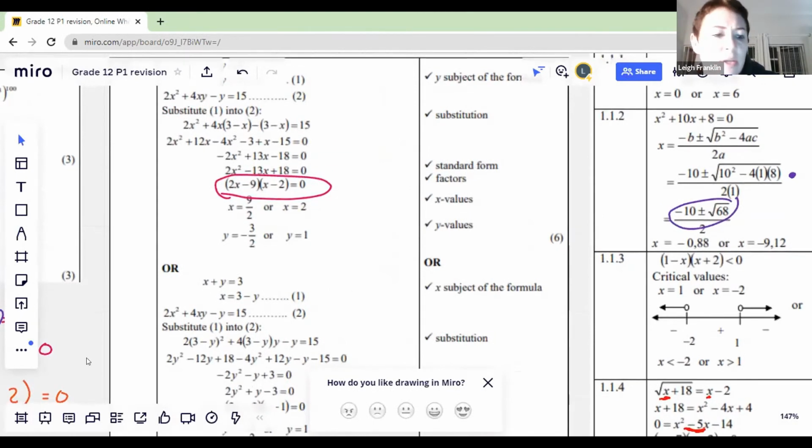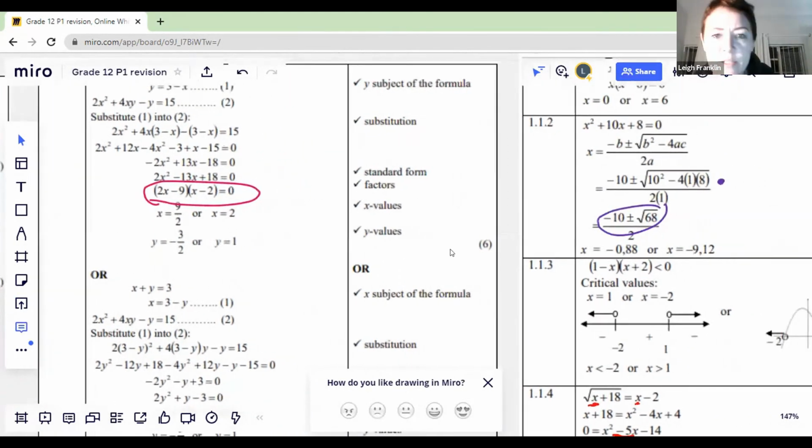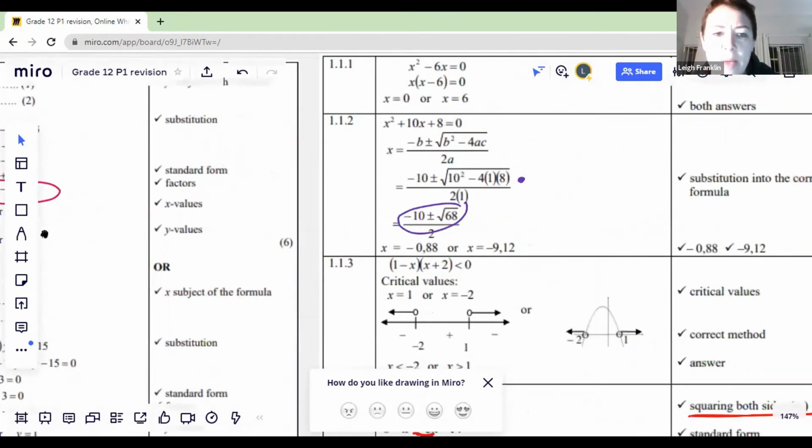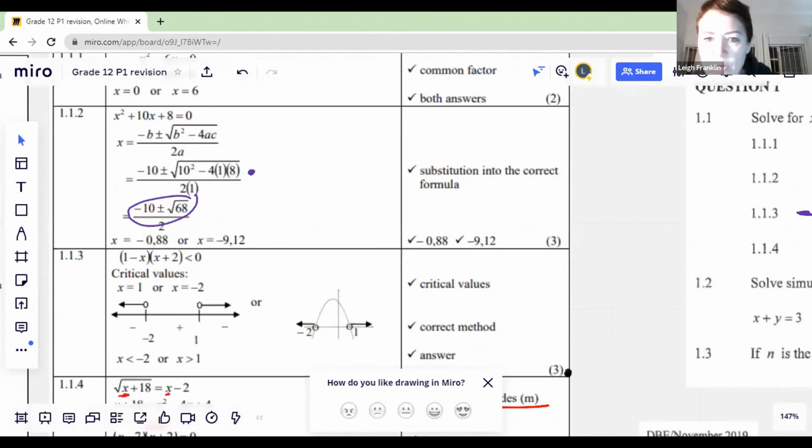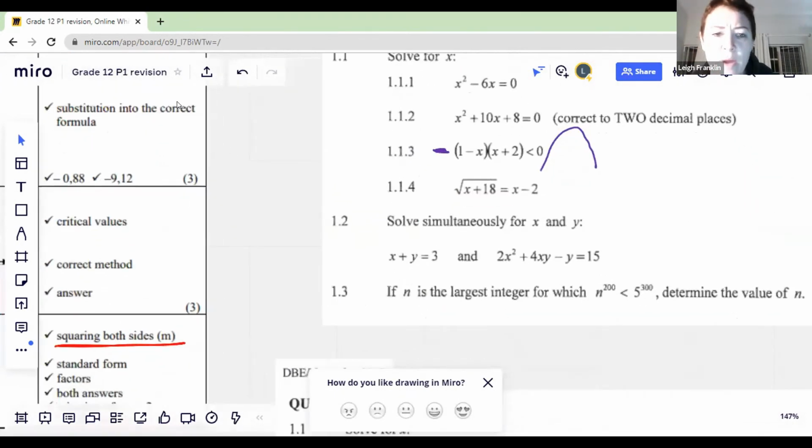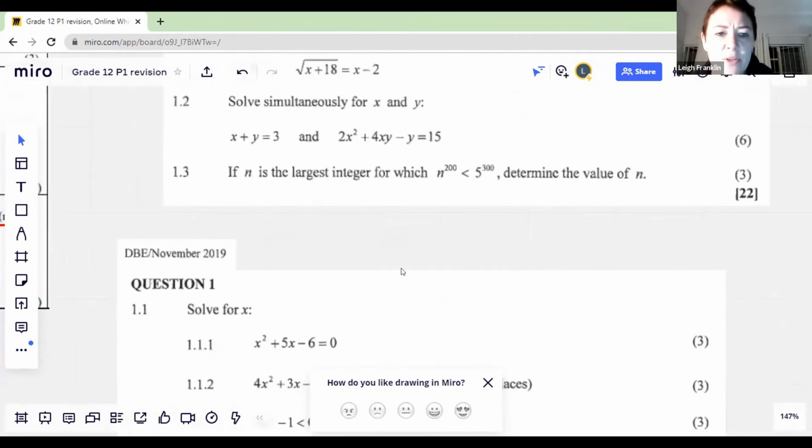Okay, so either making x or y the subject of the formula, another mark for substituting, standard form, factors, don't leave off the 0. Make sure in your line where you write factors, whenever you are solving, that it's equal to 0, and then an accuracy mark for both x's and both y's. Now let's go back. All of those questions that we've been looking at are fairly standard. Now let's go back and have a look at this.